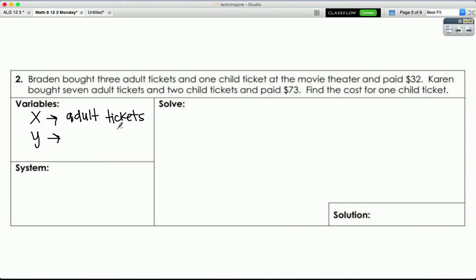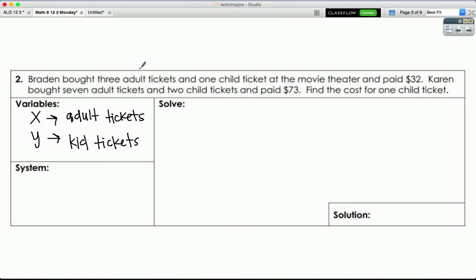And Y is the price for the children's tickets. I'll just say kid, children. Kid is shorter, so I'm writing kid. You can write children's tickets if you want to. Okay, so now that I know what is representing what, I'll read back through the problem and interpret what they're saying to us.